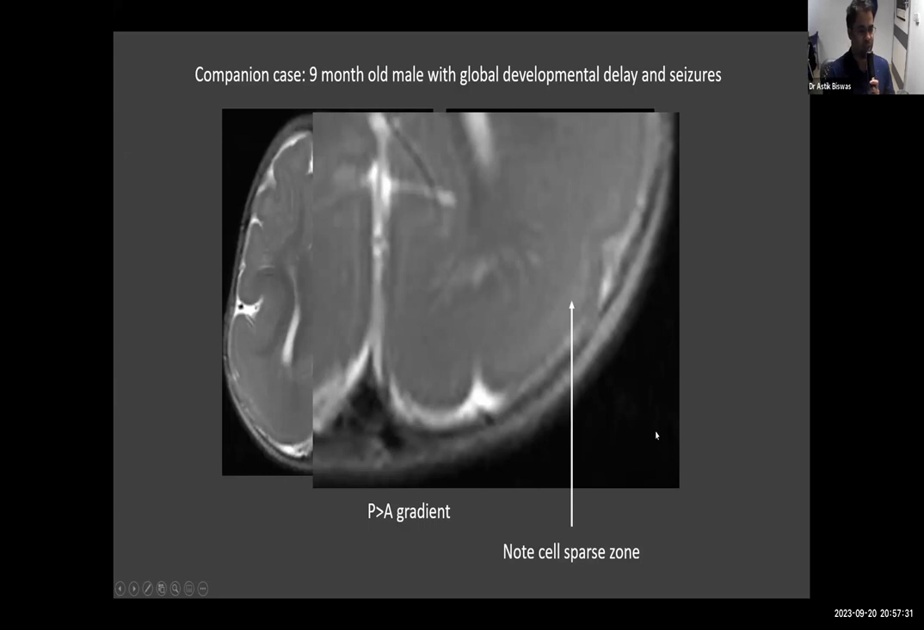Why is it important? Sometimes if we are not able to distinguish what the gradient is, identification of the cell sparse zone can help us. The cell sparse zone is more prominent, or better seen, where the cortex is more involved. And with the PA gradient, LIS1 is the most common gene involved.